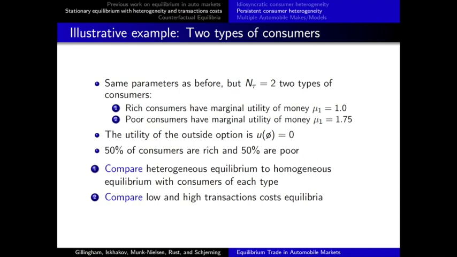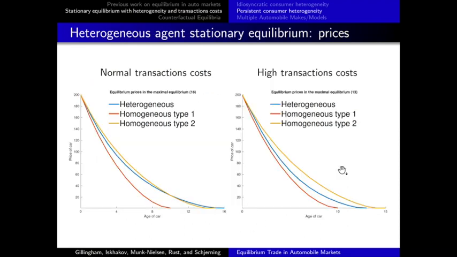Here's another example, with the same parameters as before, but now there are two types: rich consumers who have a low marginal utility of money, and poor consumers who have a higher marginal utility of money. The outside good utility is zero. 50% of the consumers are rich, 50% are poor, and we compare the heterogeneous equilibrium to the homogeneous equilibrium with consumers of each type, and then compare high and low transaction cost equilibria. Let's start with normal transaction cost, the same as before.